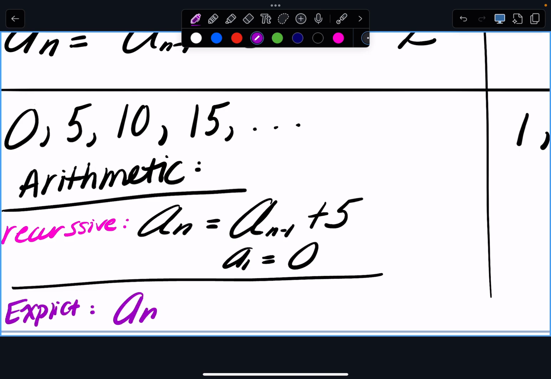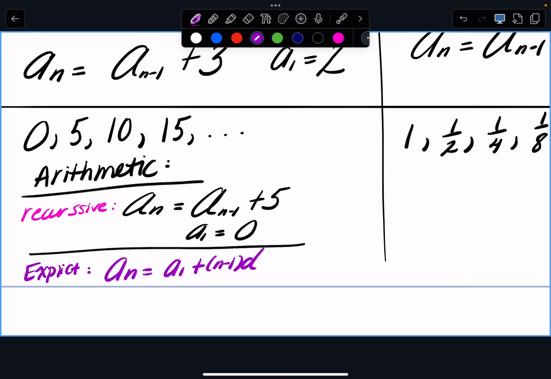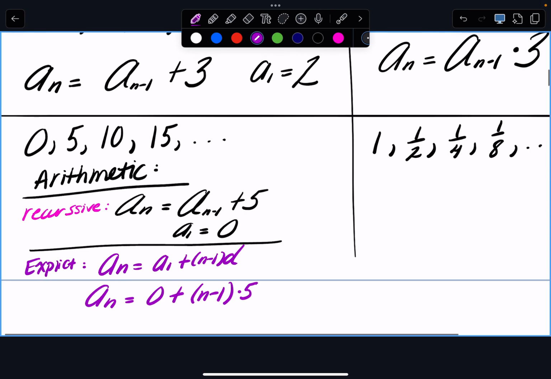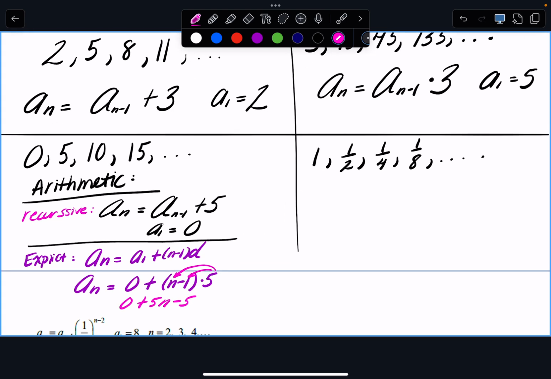Now let's do an explicit formula. You have to memorize. For arithmetic, it's a sub n equals a sub 1 plus n minus 1 times d. So a sub n equals, isn't a sub 1 0? Plus n minus 1 times 5. This time I'm not going to just randomly throw a negative on there. So that's 5n minus 5. So we have 0 plus 5n minus 5. So the final answer for explicit would be a sub n equals, isn't it 5n minus 5? Because 0 minus 5 is just negative 5. Okay, so pretty simple once you get it.